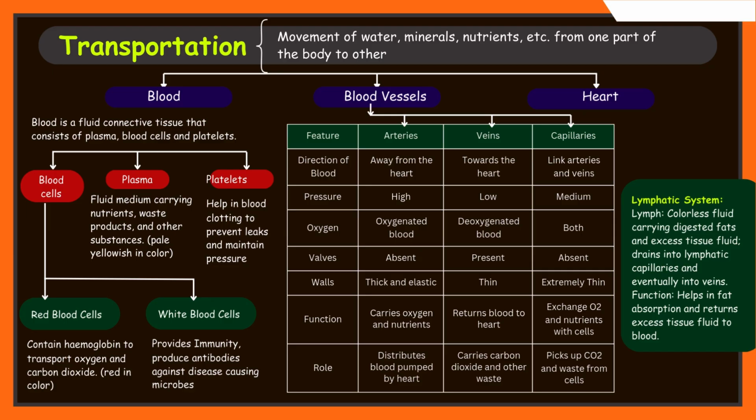The human body relies on two interconnected systems for transportation: the circulatory system and the lymphatic system. The circulatory system, composed of the heart, blood vessels, and blood, functions as a closed network delivering oxygen, nutrients, and hormones while removing waste products like carbon dioxide. Blood consists of red blood cells for oxygen transport, white blood cells for immunity, platelets for clotting, and plasma for carrying dissolved substances. The heart pumps blood through a double circulation pathway: pulmonary circulation to the lungs for oxygenation and systemic circulation to the rest of the body.